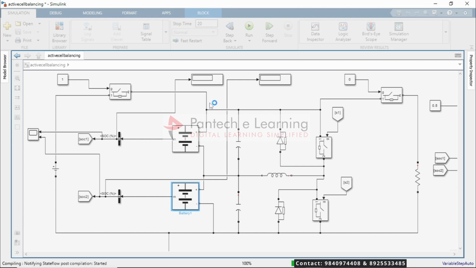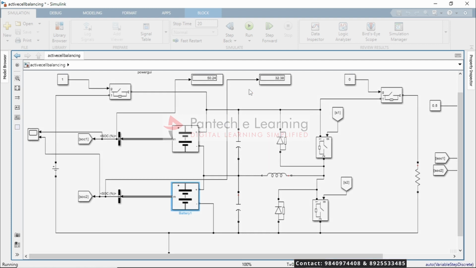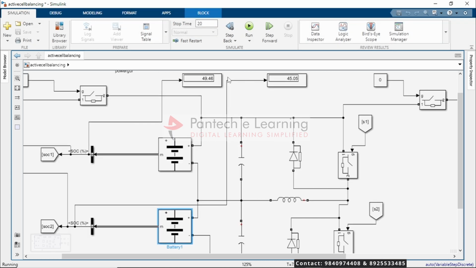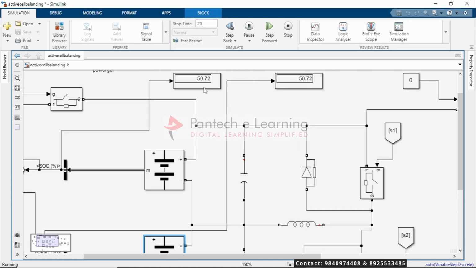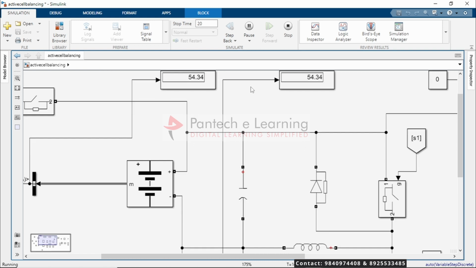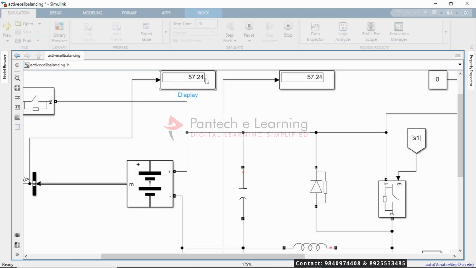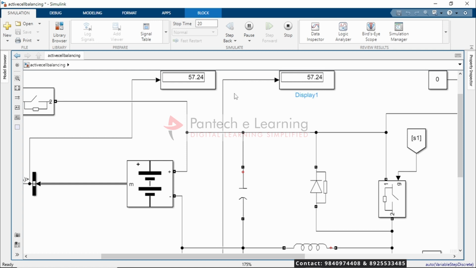By using this active cell balancing, let's see what SOC values we get. So here you can see the values of the SOCs. Yes, exactly, 57.24 and 57.24. By using this active cell balancing, this is for SOC1, for battery 1, and this is for SOC for battery 2, that means cell 1 and cell 2, after using this active cell balancing.